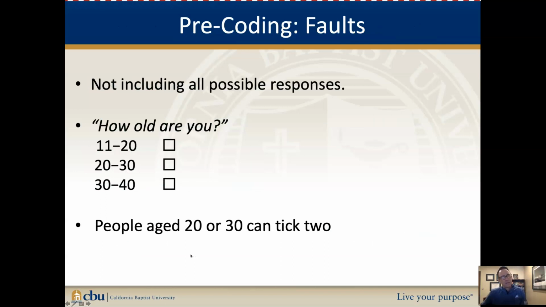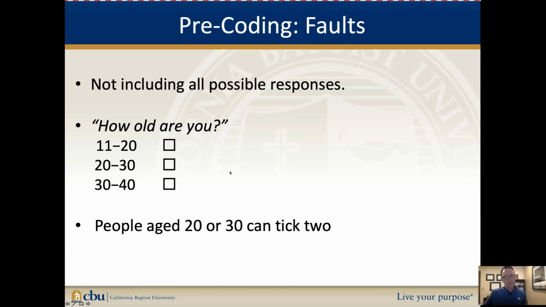But there's some problems here. I have to be very clear about my options, my answer options. Otherwise, I can confuse people and get bad data. For example, if I'm trying to separate groups of people based on the age, how old are you, is the question, and I don't clearly define the difference between those who are 11 to 20 and those who are 20 to 30, notice here, if I'm 30 or 20, I could click 2 boxes.